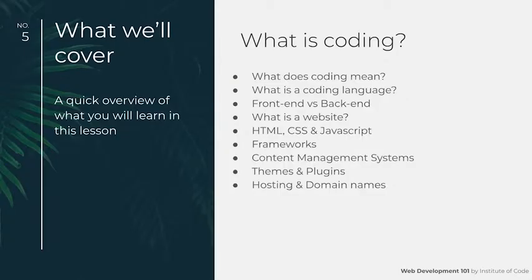We're going to look at what coding is, what coding means, what a coding language is, the difference between front-end and back-end, what a website is, HTML, CSS and JavaScript and their roles within a website. We'll look at frameworks and content management systems and themes and plugins, hosting and domain names. There's a lot of terminology in there that you may or may not have heard of. We're going to demystify all of this so that you can get started with your web development journey, having an understanding of what the big picture is and how your new skills will fit in with the rest of the ecosystem.